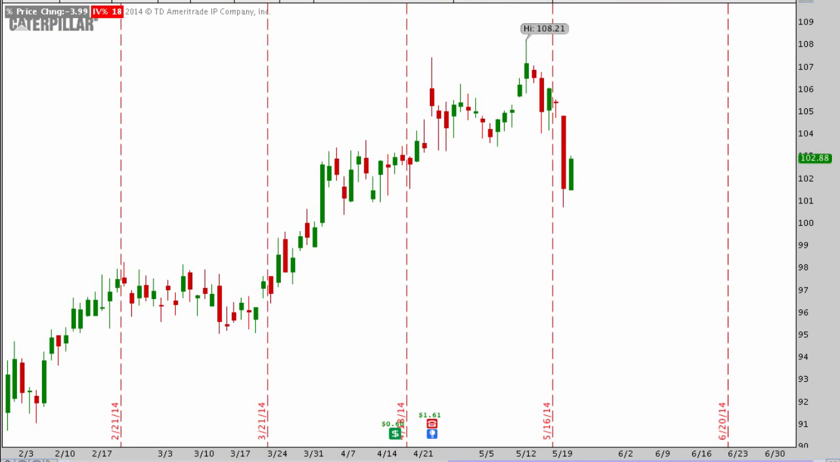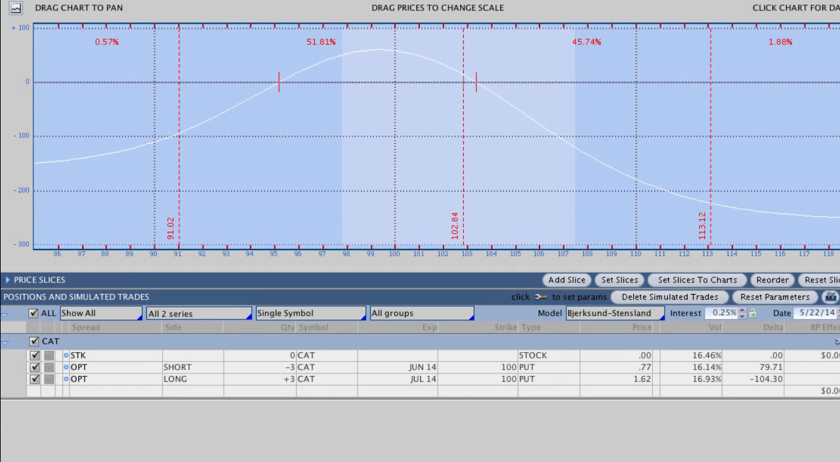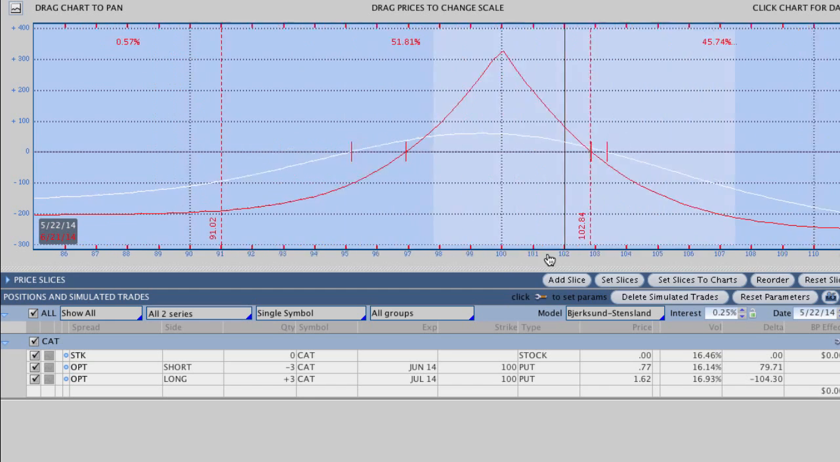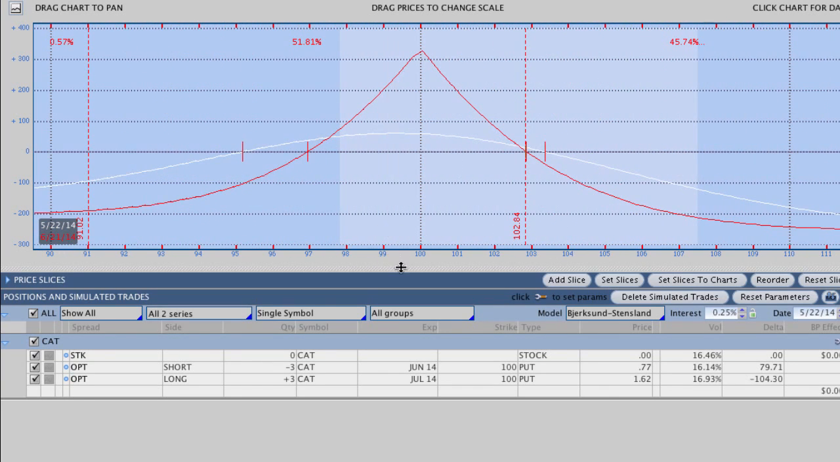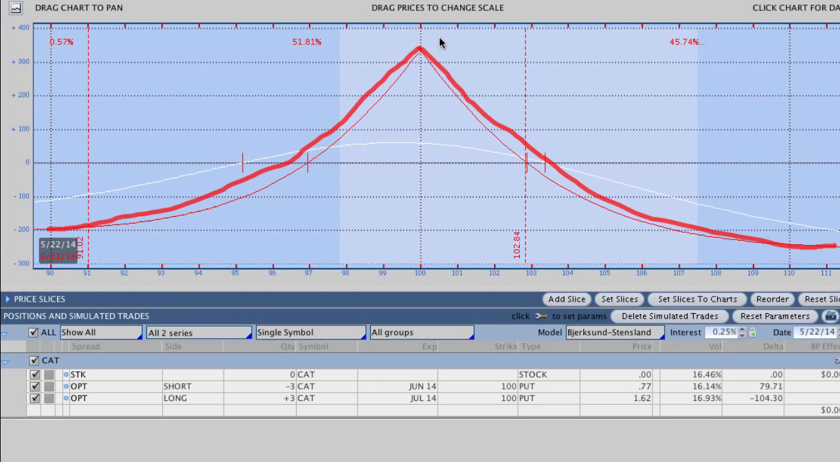If we go to the Analyze tab, just so you guys can see what this looks like on Caterpillar, what our actual spread looks like. It looks a little something like this. This is your pretty typical calendar spread where you have this huge peak right around that strike price that you sold and bought for the different contract months. So we have that right around our 100 strike.